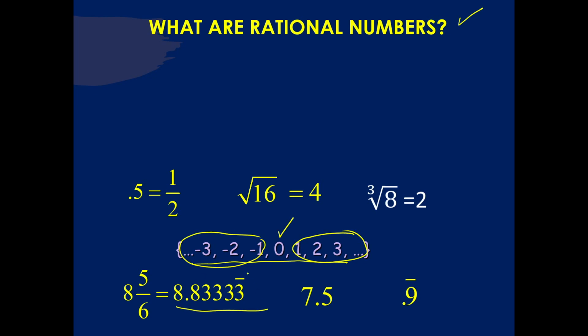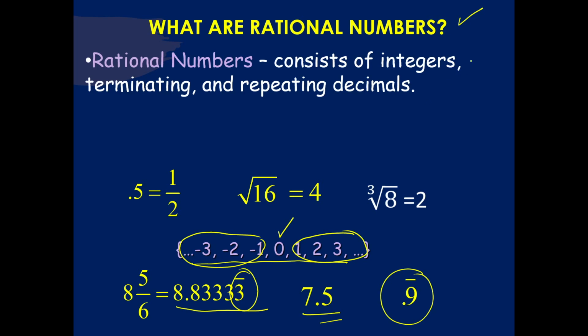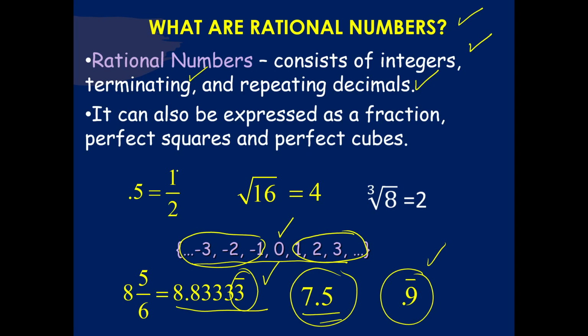Kini siya nga fraction nga nagbalik-balik, the number 3 nagbalik-balik. It's rational. A decimal that is terminating is rational. Another number here, a decimal number nga repeating si 9, it's rational. So ang rational diay pwede siya integer, pwede siya terminating decimal like this, pwede siya repeating decimal like this. It can also be expressed as a fraction, as you can see, or perfect squares or perfect cubes.